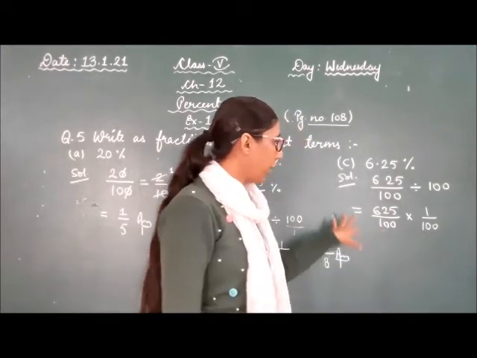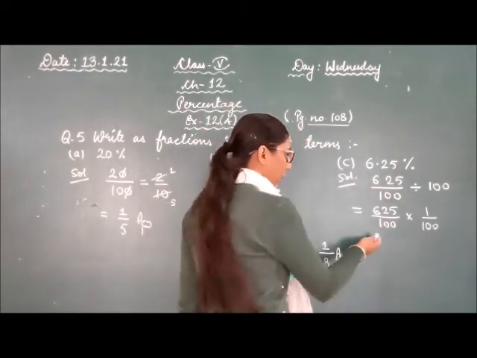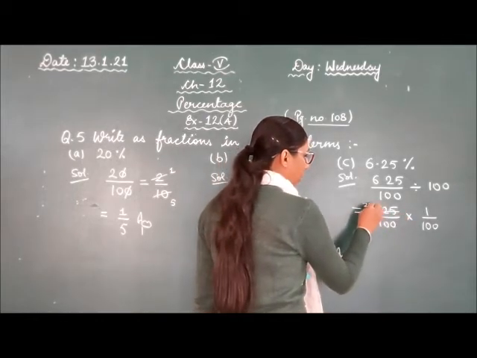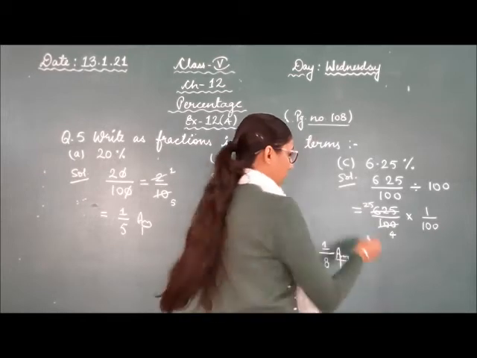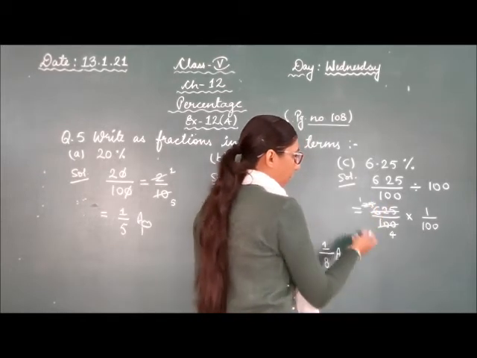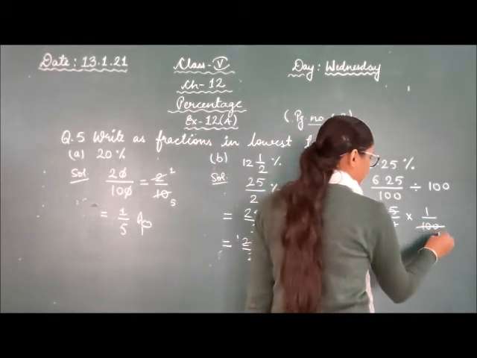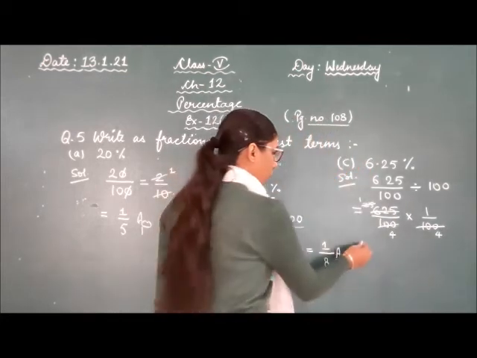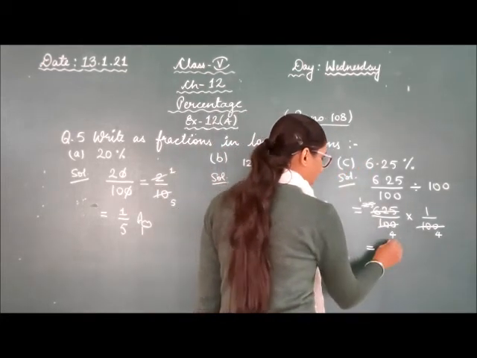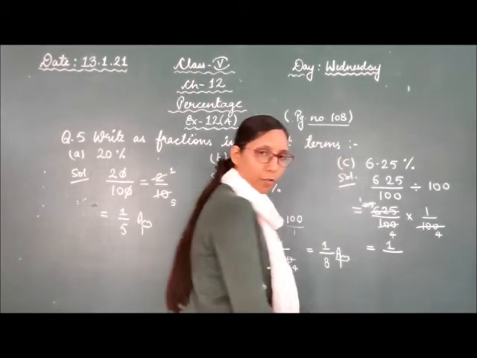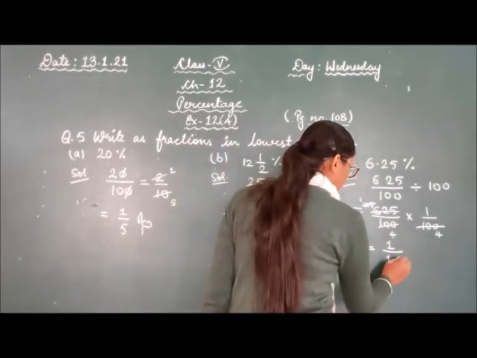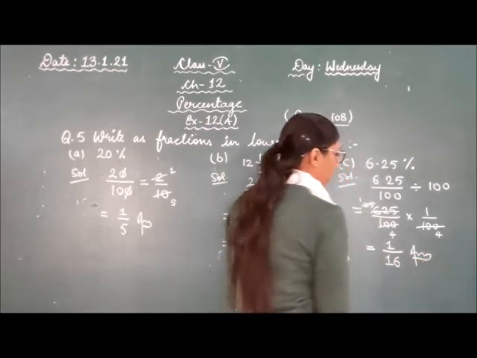Now we are going to reduce the terms. So in the table of 25, this will come 25 times, and this will come 4 times. Again, in the table of 25, 25 comes 1 time, and this 100 will come 4 times. So in the numerator there are 1s, so it will be 1 only, and in the denominator there is 4 multiplied by 4, so 4 into 4, 16. So 1 by 16 is the answer.